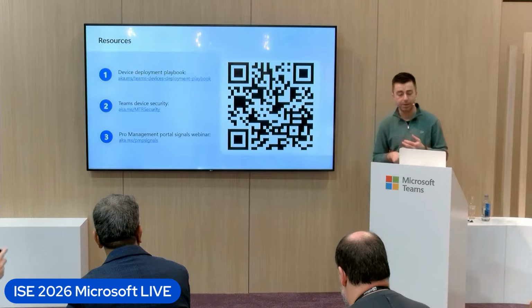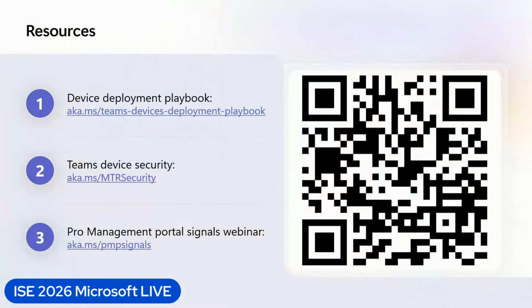And then I'll end on a resources slide. I kind of call out a couple of different things here that I think are really important. We've got a device deployment playbook. The device deployment playbook walks through creation of resource accounts, creation of compliance policies, creation of Intune enrollment policies, and full conditional access policy examples as well. All of that's available there in the deployment playbook.